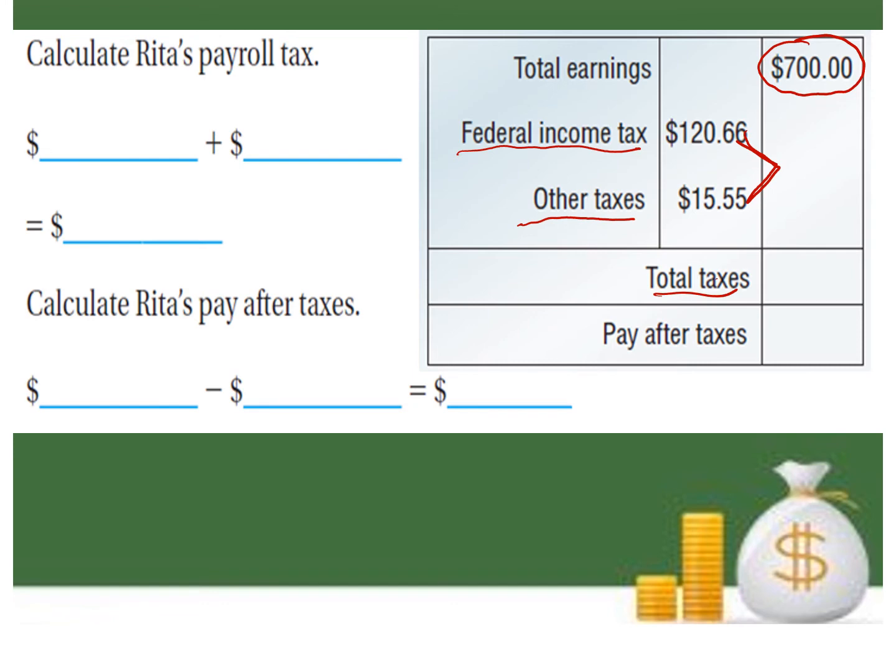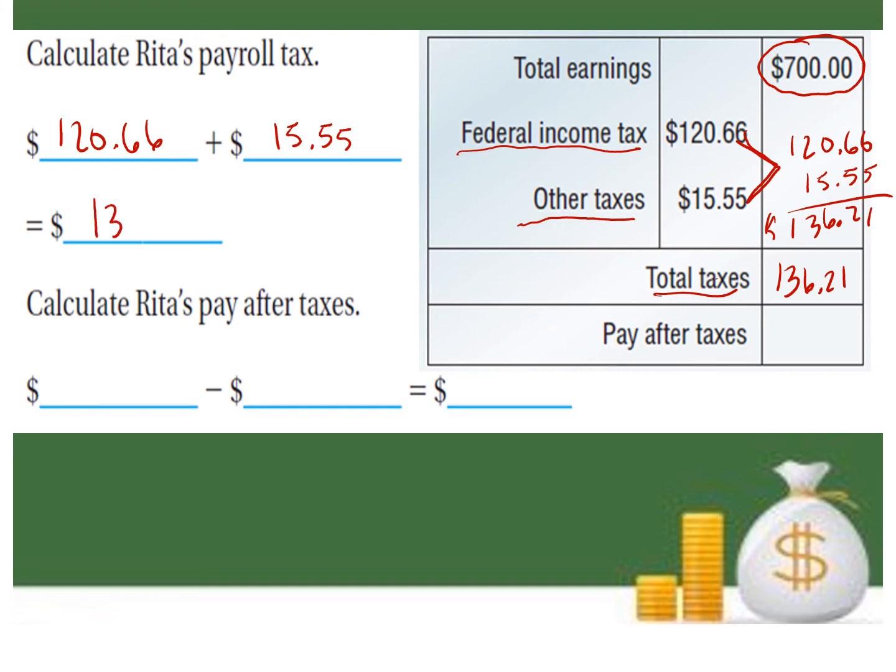Okay? So we take $120 and 66 cents plus $15 and 55 cents. If I add those up, that's $136.21 in taxes. That's our total taxes withheld from her paycheck. So that equals a total of $136.21. Now I want to find out what is her bring home, her net pay.